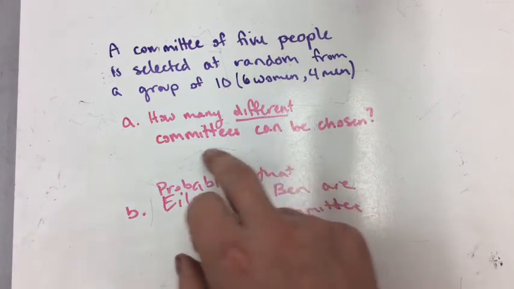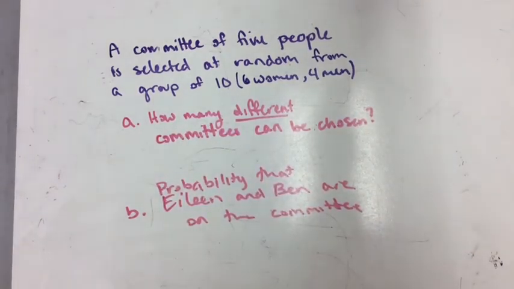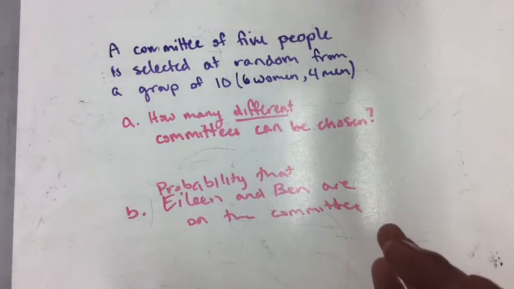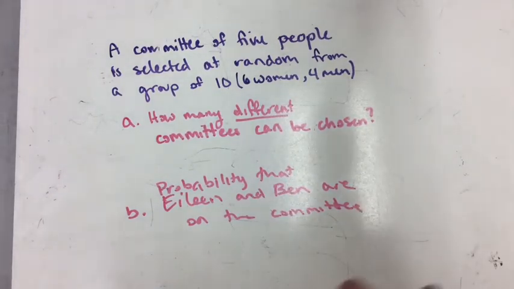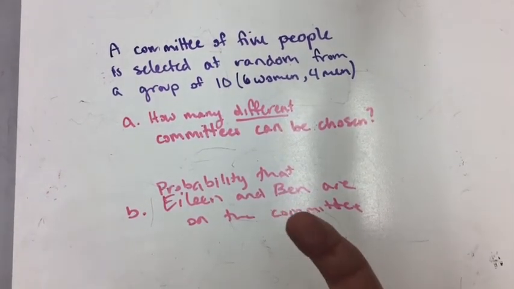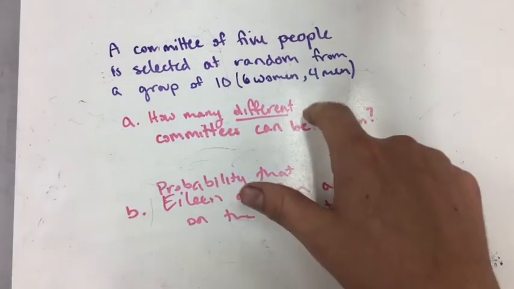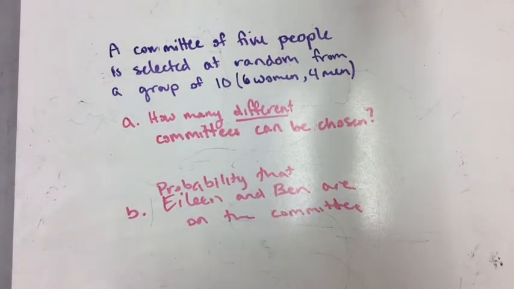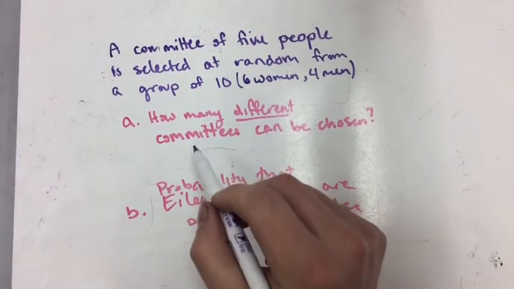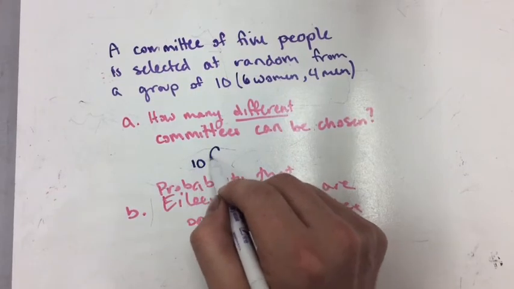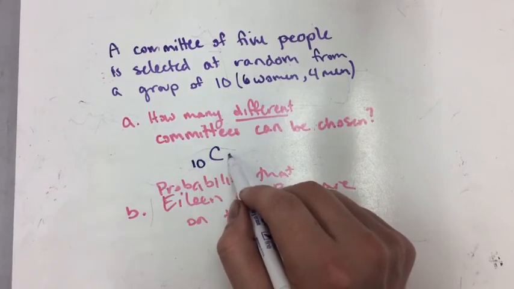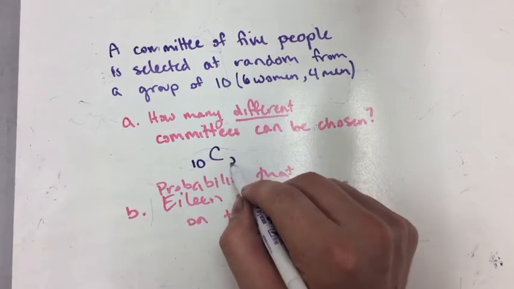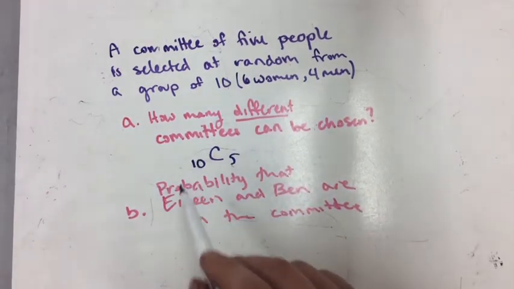If it didn't say different and it just said how many committees can be chosen, then it would be a permutation, okay? Because it doesn't matter if we get the same grouping as long as it's in a different order. So, because order matters in permutations. But since it's different committees, we can claim this to be a combination, and all we have to do is type into our calculator 10 choose 5, because we're choosing 5 people for our committee out of 10 people.